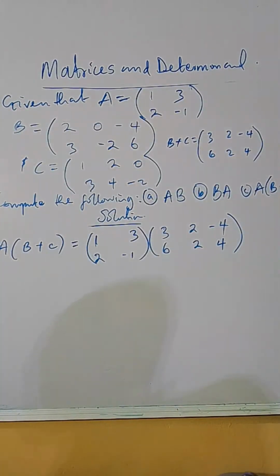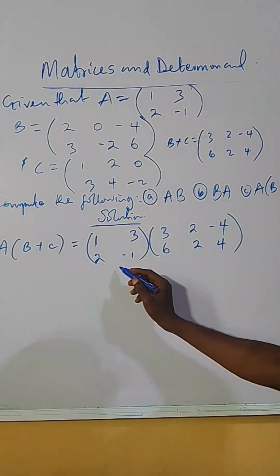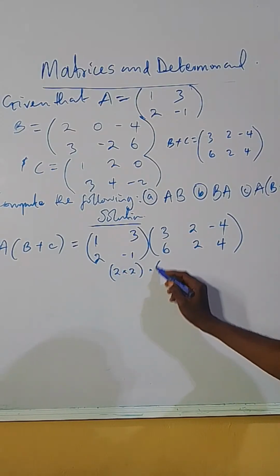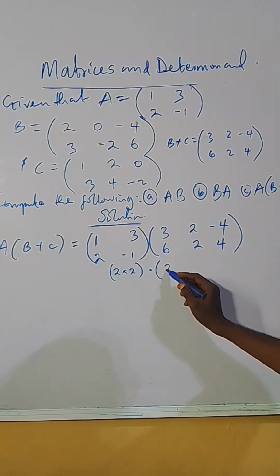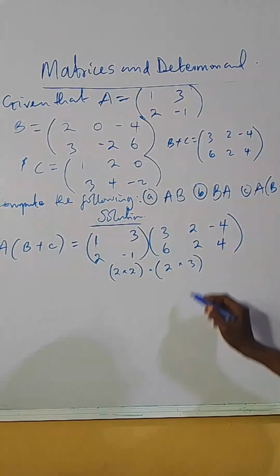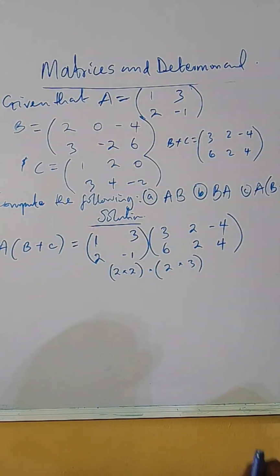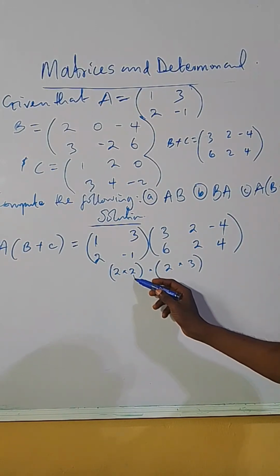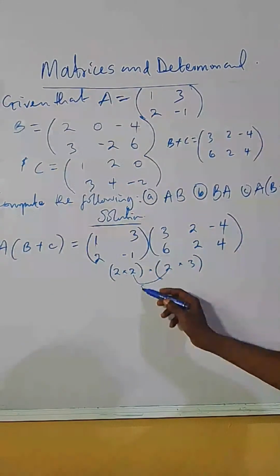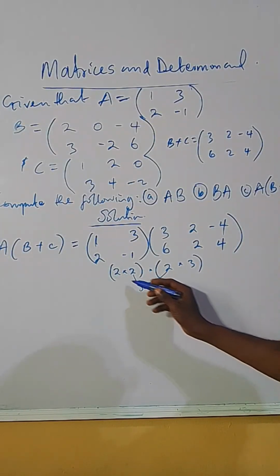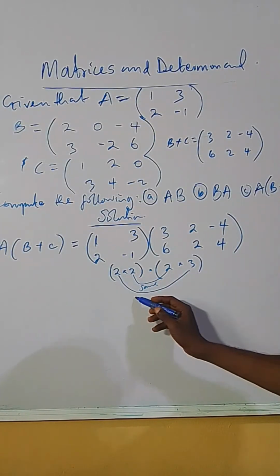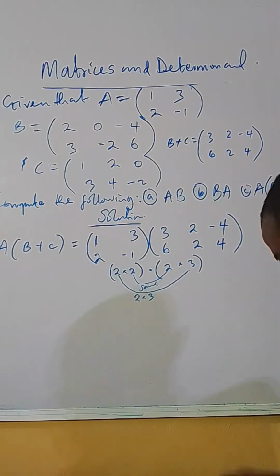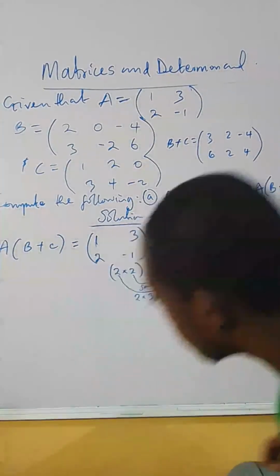okay, so now when we check the order of this matrix, A is a 2 by 2 matrix, and multiplying by the matrix B plus C, that's a 2 by 3 matrix. So to know whether this multiplication is possible, the column of the first matrix and the row of the second matrix must have the same number. So they have the same number, so we can go ahead and the result will give us a 2 by 3 matrix.